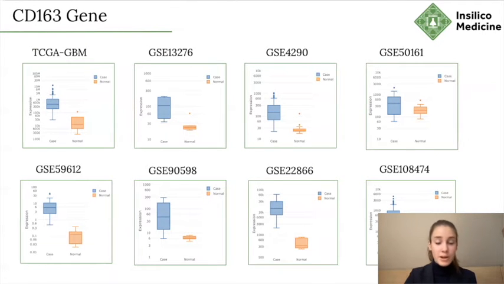Now, with the help of Pandomics, we created box plots showing CD163 expression for each of our datasets. All the box plots are made on a logarithmic scale, and for this gene and for the ones that we will show in the rest of the presentation as well, many of them showed very high expression in comparison to patients without glioblastoma.